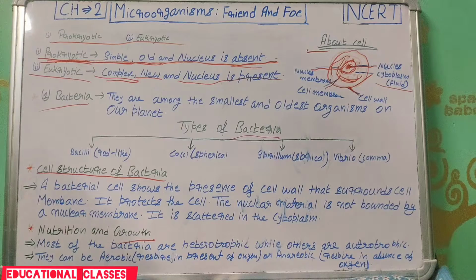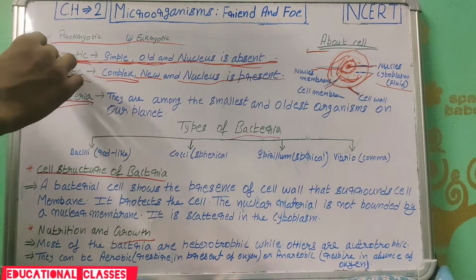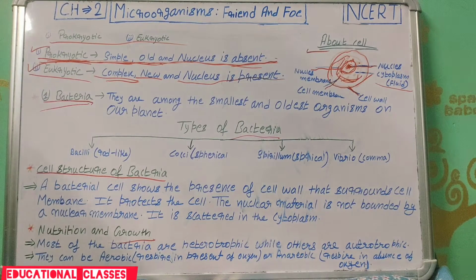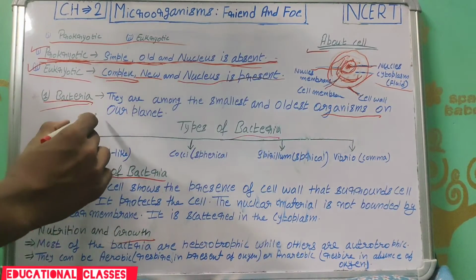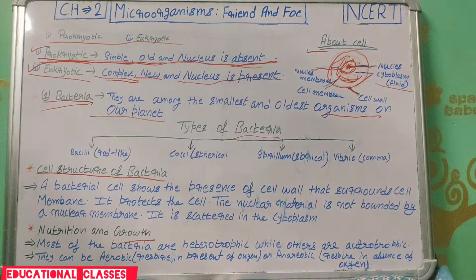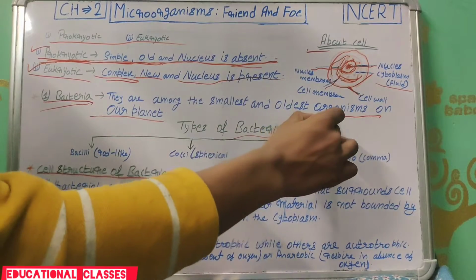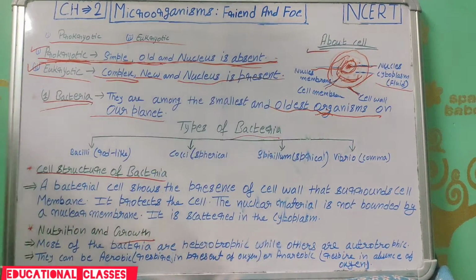So now let us study bacteria. We have understood prokaryotic and eukaryotic. Starting with bacteria, they are among the smallest and oldest organisms on our planet. Bacteria जो हैं वो हमारे धरती, हमारे planet के सबसे oldest पुराने organism हैं. We can call them microorganisms also, because they can be seen only under a microscope or a magnifying glass. So they are the oldest organisms of our planet.